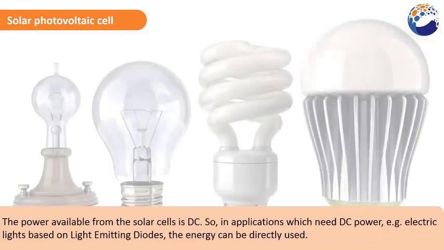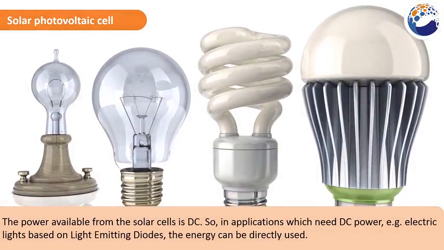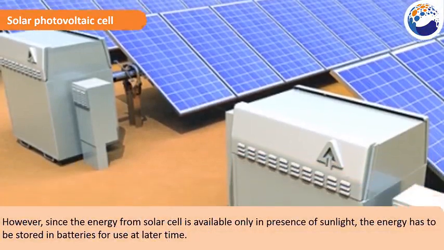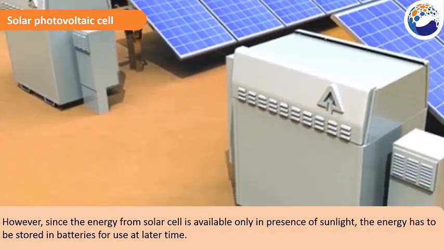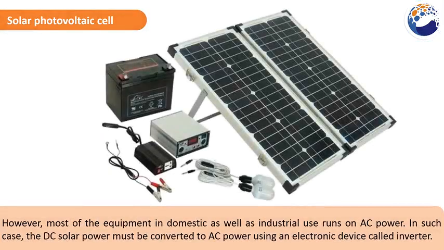The power available from the solar panels is DC. So in applications which need DC power, for example, electric lights based on light-emitting diodes, the energy can be directly used. However, since the energy from solar cells is available only in presence of sunlight, the energy has to be stored in batteries for use at a later time. However, most of the equipment in domestic as well as industrial use runs on AC power. In such cases, the DC solar power must be converted to AC power using an electronic device called an inverter.